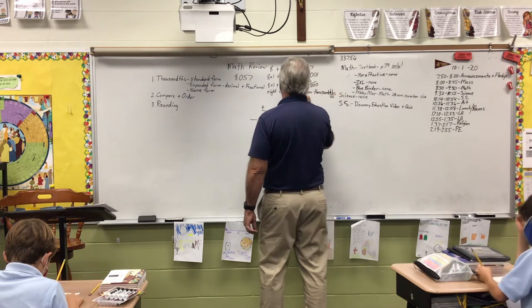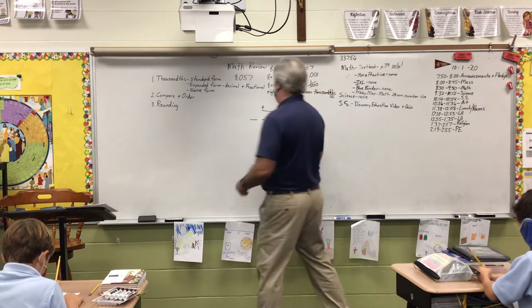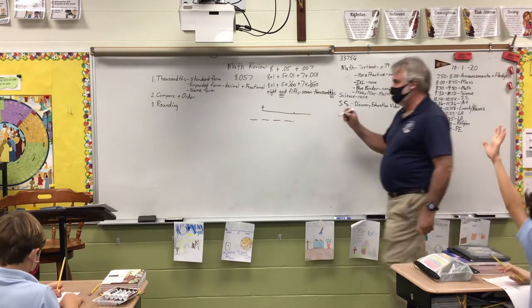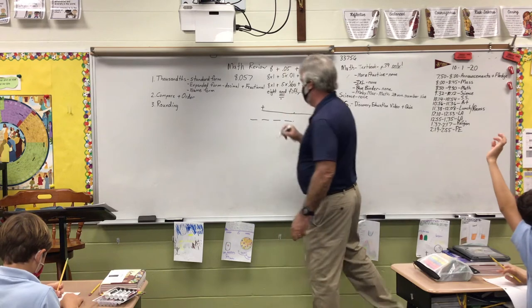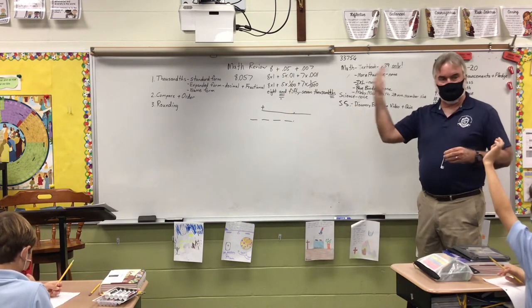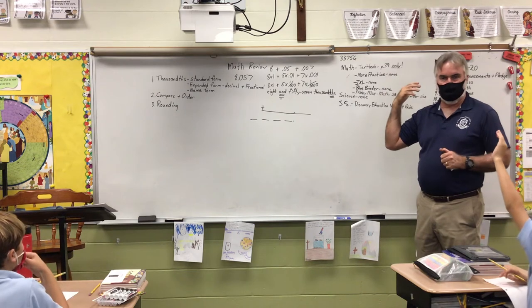This is important, this is important. The and, that is basically your decimal point. Okay? The thousandths, the THS, tells that it's on this side of the decimal point.